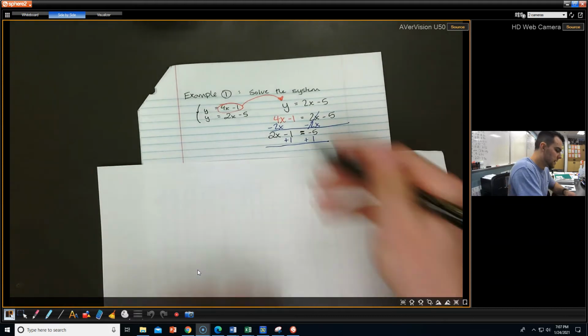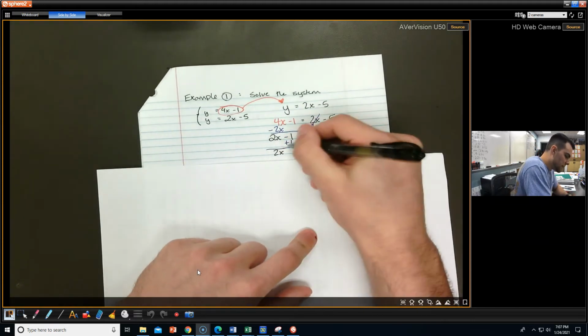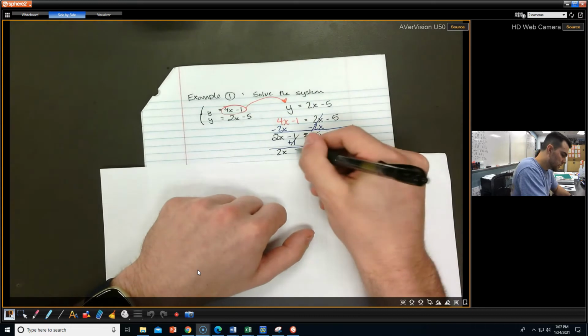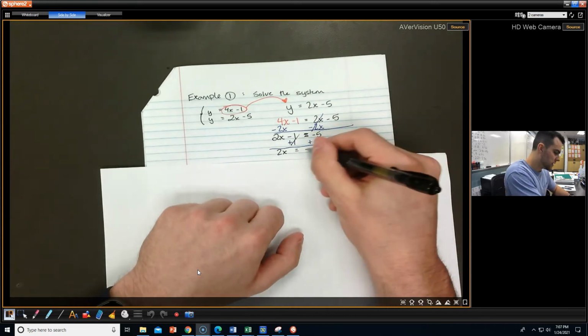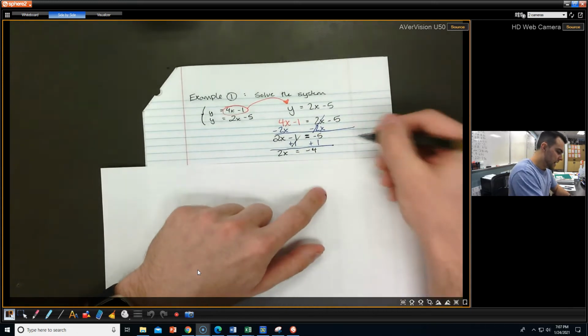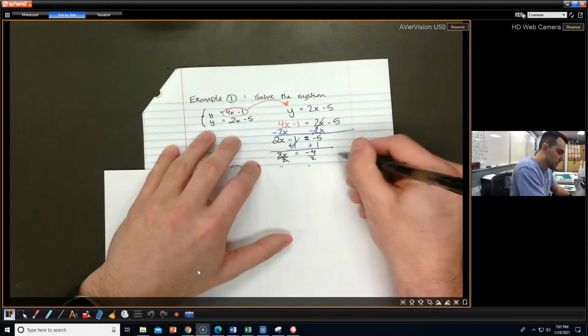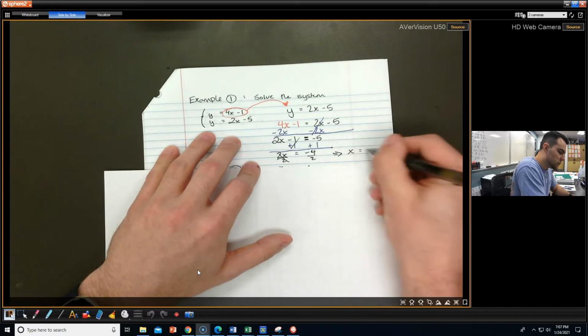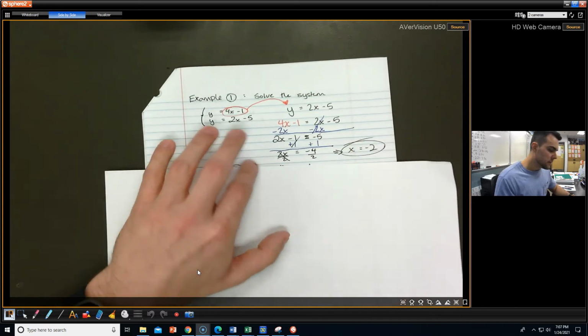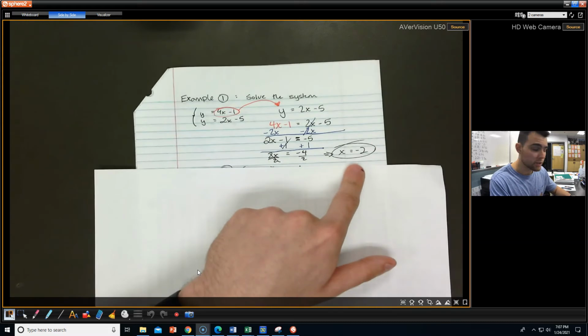And so I end up getting 2x on this side after these cancel, equals negative 5 plus 1, which is negative 4. And then I go ahead and divide both sides by 2. And so I get x is equal to negative 2. And so now I have that x is equal to negative 2.